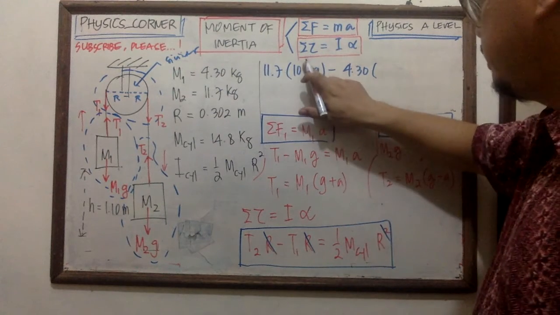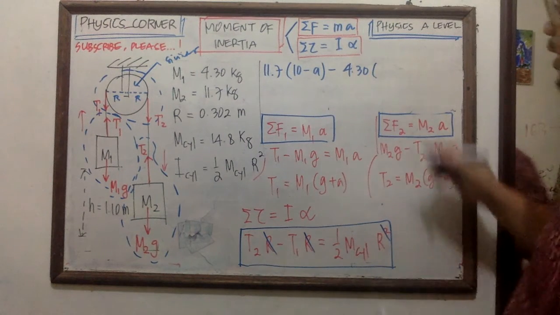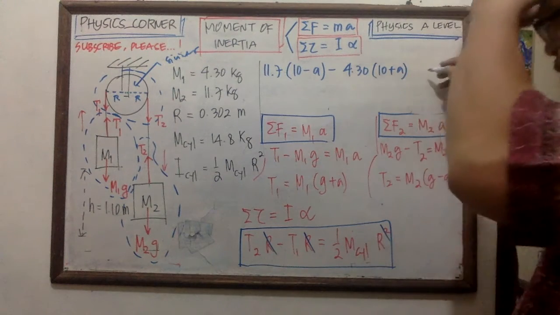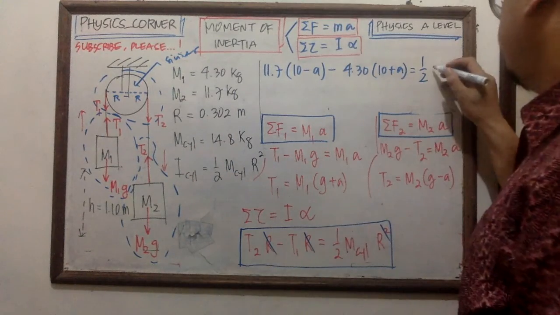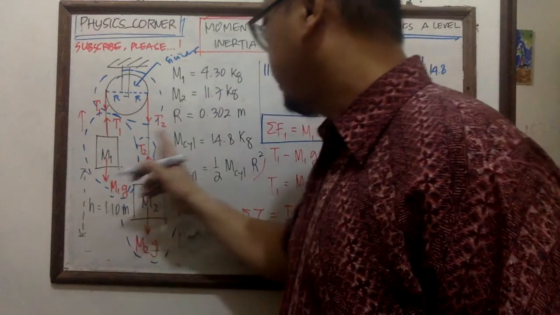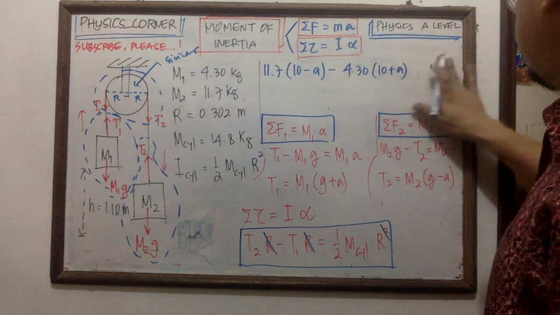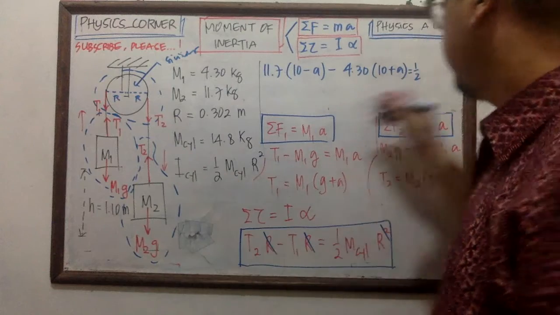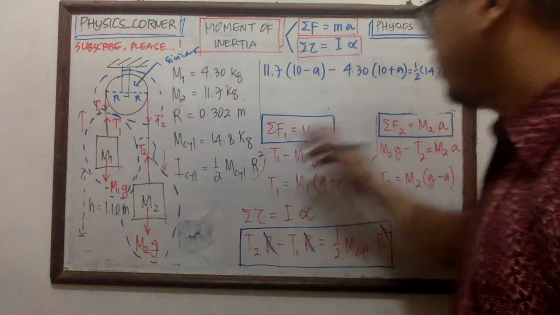Oh, sorry, here it is 10 minus a. This is T2 here, 10 minus a, and here is 10 plus a, equals a half of the mass of the cylinder, 14.8. And R equals 0.302.